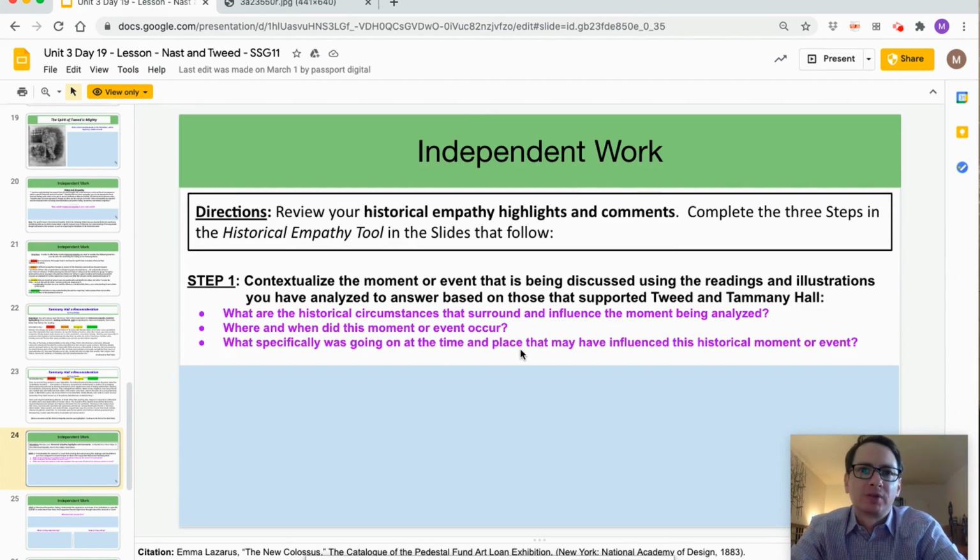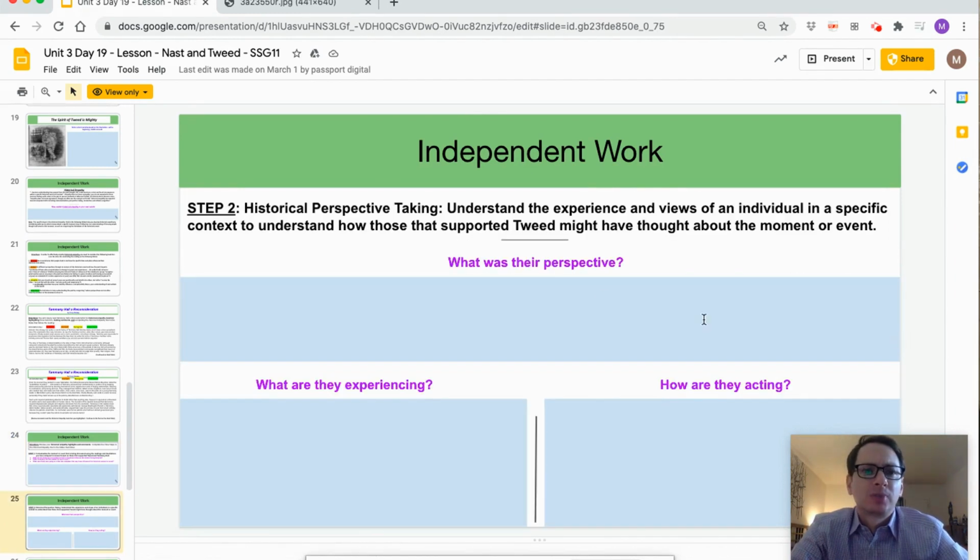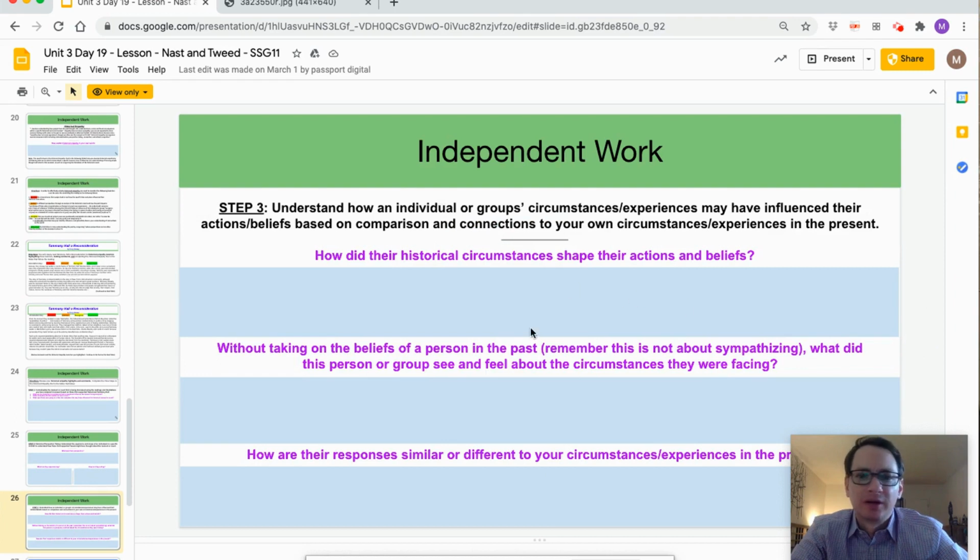In step 2, for this activity, I would also remind them that we are now looking at the perspective of those who supported Tweed. And in the third step, again, just a friendly reminder, this is not about sympathizing. Empathy does not mean sympathy.